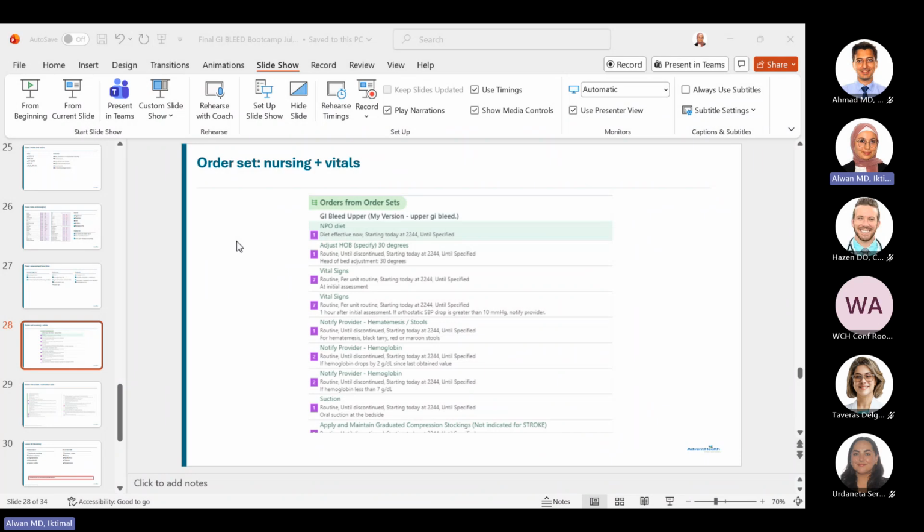So we're gonna go to this patient. We have an order set in Epic for upper GI bleeding. I would really recommend everyone to use it because it has all the important steps. It's called upper GI bleed.